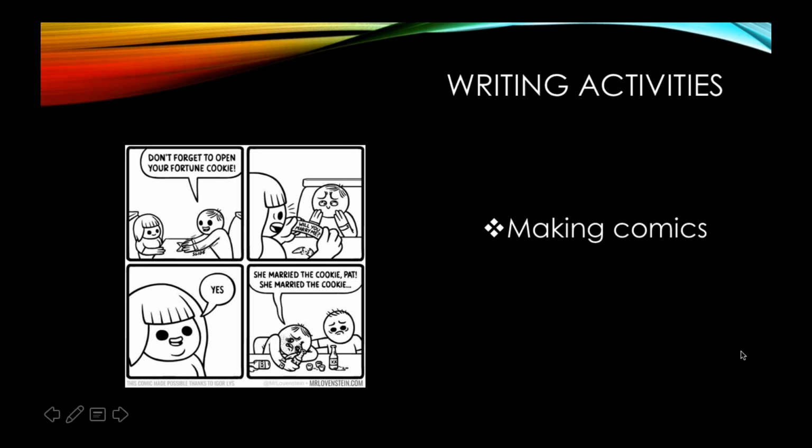Making comics is also a wonderful thing where you would bring in comics with blank bubbles. So instead of, don't forget to open your fortune cookie, yes, will you marry me? Yes, she married the cookie, blah, blah, blah. It could be a blank bubble and they have to write in the dialogue for these different things. Students love this, they have lots of fun with it.